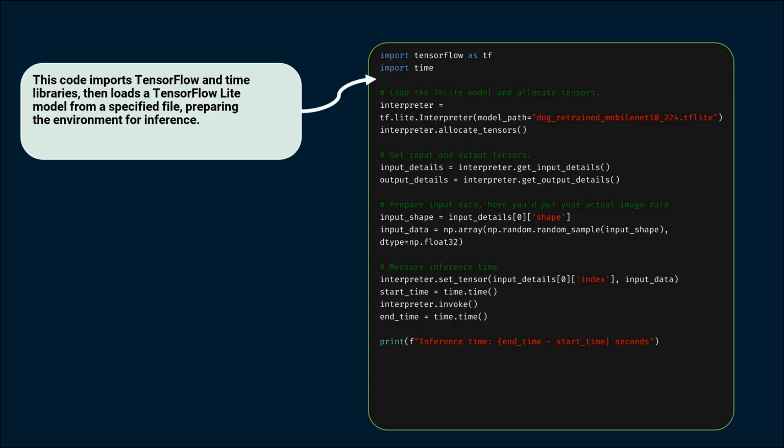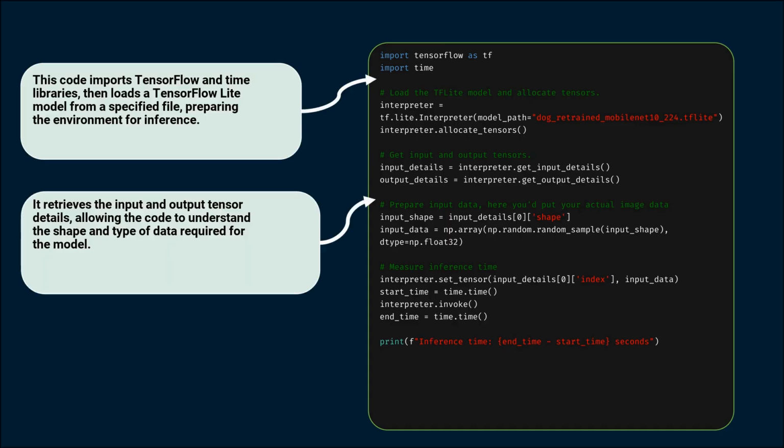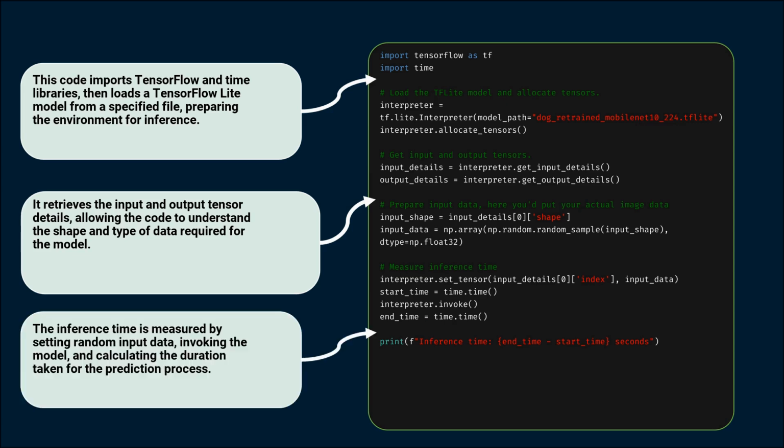We begin by importing the required libraries, TensorFlow for model handling and time for measuring inference duration. Next, we initialize the TensorFlow Lite interpreter by specifying the path to our MobileNet model, enabling us to execute the model's operations efficiently on mobile devices. Once the interpreter is created, we allocate memory for the model's tensors, which is crucial for the model to function correctly. Following that, we retrieve the input and output tensor details, as understanding their shapes and indices is vital for preparing input data correctly. The input data must match the expected dimensions of the model, so we create a sample input array using random values that align with the input shape.